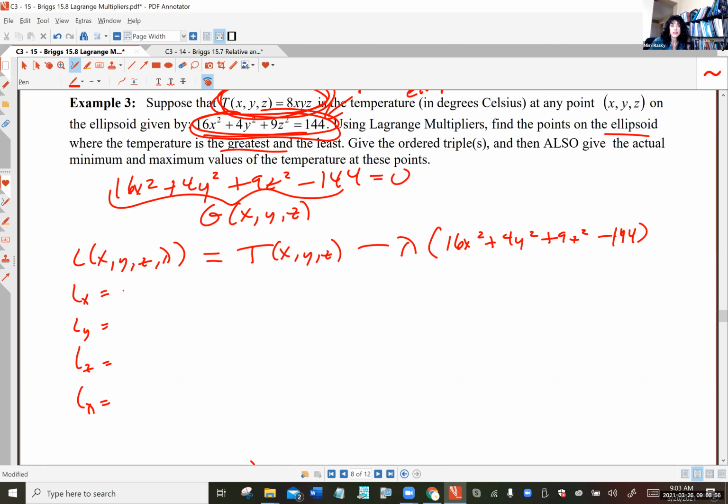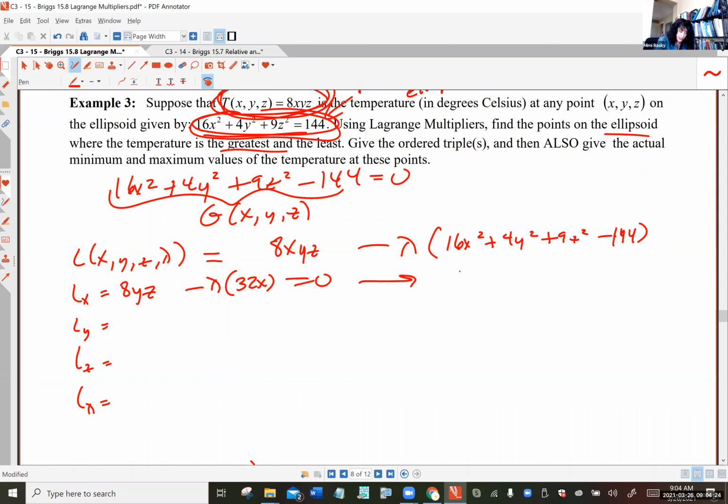Set them simultaneously equal to 0 and hope that I get the answer. Here we go. This T, I'll replace it with what it is, 8xyz. So now when I get the partial with respect to x, I'm going to hold y, z, and lambda constant. So I'll get 8yz minus lambda multiplied with 32x. Set that equal to 0.